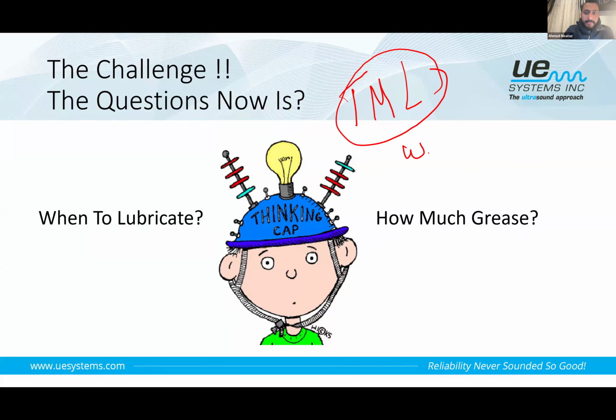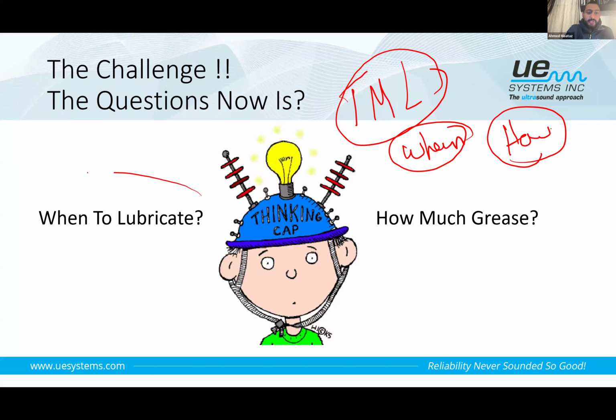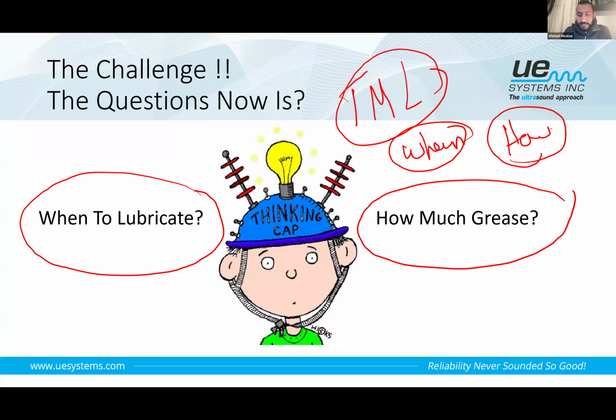So the challenge now, if we are using the time-based lubrication: the time-based lubrication basically can tell us when to lubricate and how much grease. The manufacturer will mention this in, for example, the data sheet. However, applying the condition-based lubrication will help us know when to lubricate and how much grease by following the next slide's procedures.